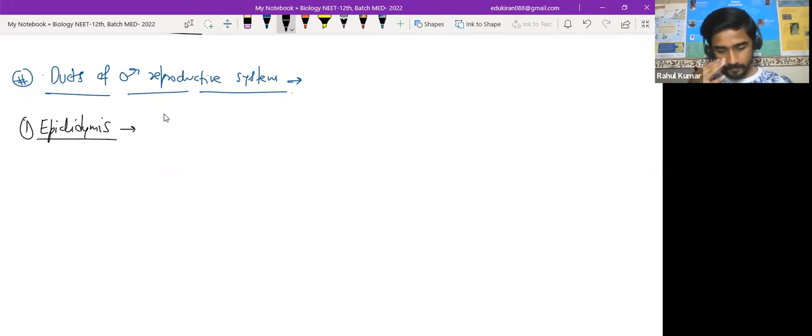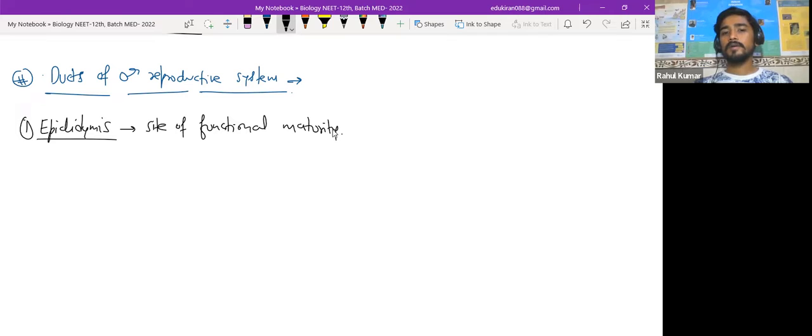And write down, epididymis is the site, this is the most important point. It is the site of functional maturity for the sperms. Have we discussed in the last class what is the difference between functional maturity and structural maturity?